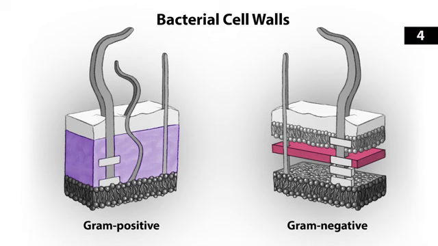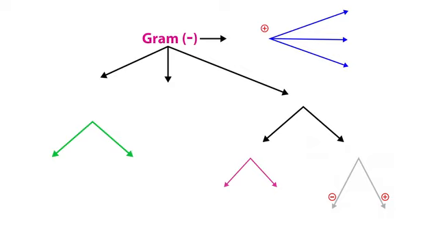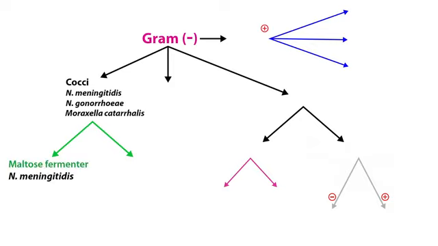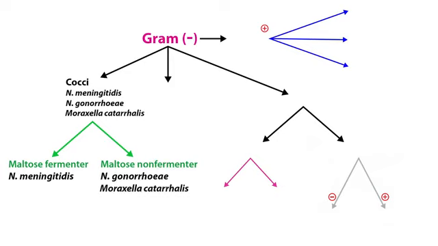Now the first thing you need to remember is that gram-negatives look pink on gram stain. Remember that pink equals gram-negative. Okay, now look at the algorithm and let's talk about the gram-negative cocci. So what does this include? It includes Neisseria meningitidis, Neisseria gonorrhea, and Moraxella catarrhalis. Now, all of these are oxidase-positive bacteria, but it may be helpful to know how to differentiate these 2 clinically significant Neisseria species. Neisseria meningitidis is a maltose fermenter, and Neisseria gonorrhea is a maltose non-fermenter.